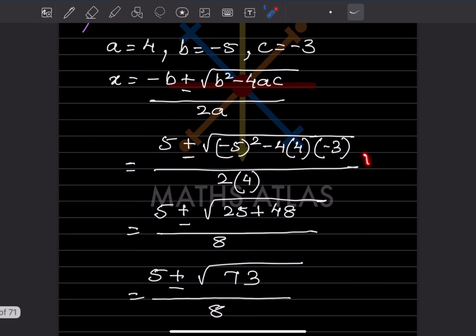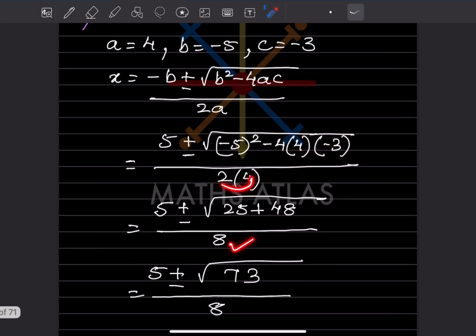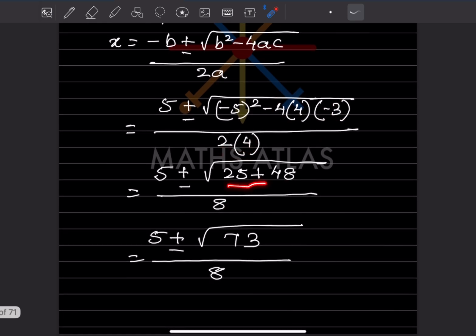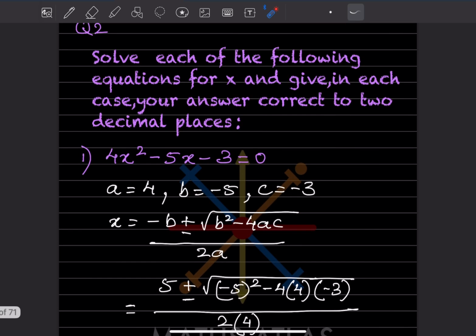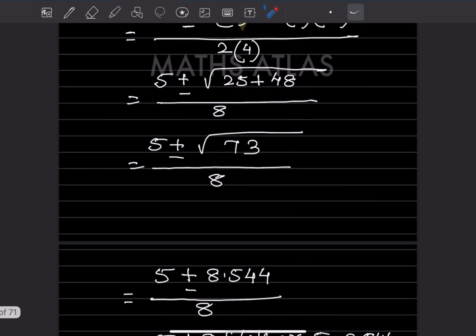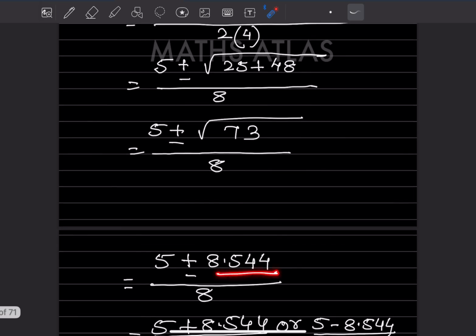Once you put these values in, this will be -5 into -5, that will be +25. Now this is one term; minus into minus is going to be plus. 16 times 3 is 48, divided by this 8. So 5 plus or minus, when you add this, that will be 73 divided by 8. Now since they ask you to correct it to two decimal places, you will see the value of root of 73. You can use the calculator for this one, so that will be 8.544.